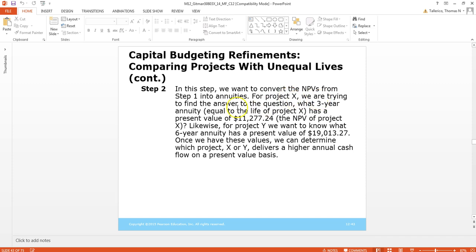So for project X, we are trying to answer the question: what 3-year annuity, equal to the life of the project, has a present value of $11,277.24, its current net present value? Likewise, we do the same thing for Y, and once we have these values, we can simply determine which project, X or Y, delivers a higher annual cash flow on a present value basis.